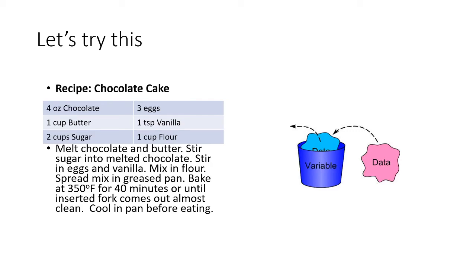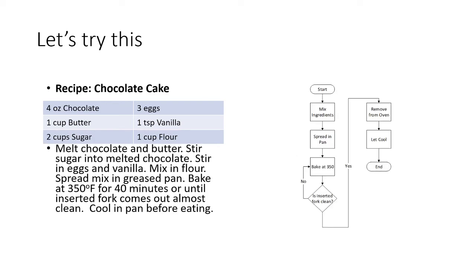So let's take these instructions and convert them to a flowchart. We're going to start, and then we're going to mix our ingredients, spread it in the pan, and bake at 350. If you insert a fork, is it coming out clean? If it's not, continue to bake. If it is, remove your cake from the oven. Then you're going to let it cool. And that is the end of your algorithm. So you can see we have a bunch of steps. Now, that said, this mix ingredients step isn't very specific, but you could break it down further into the individual steps of how to mix them together.